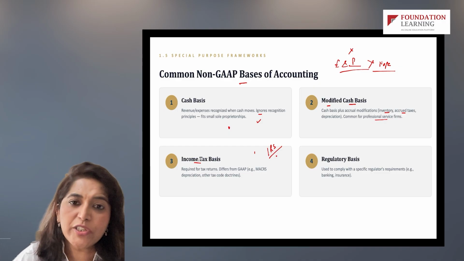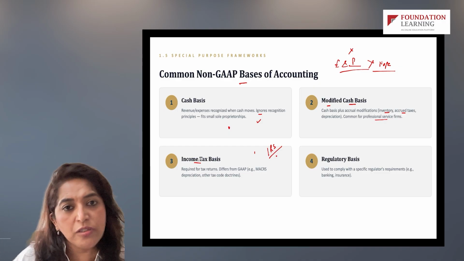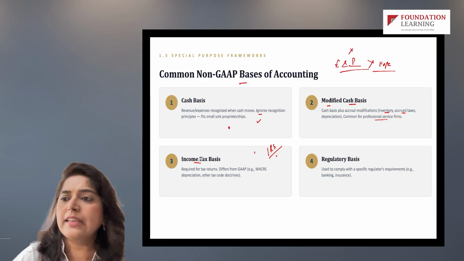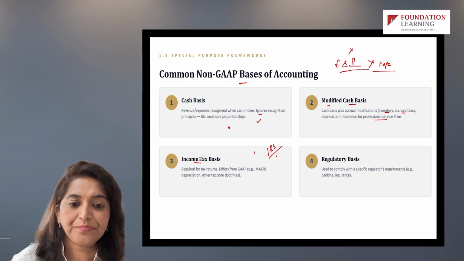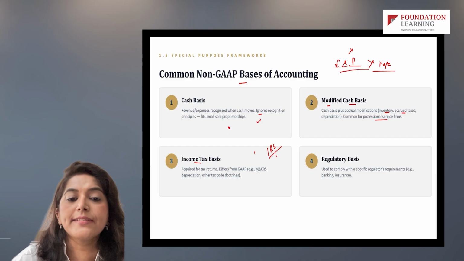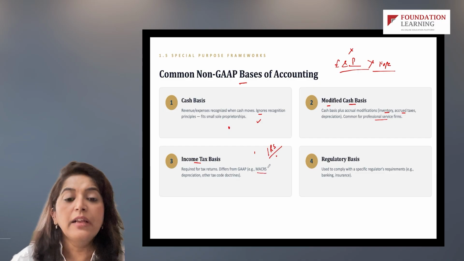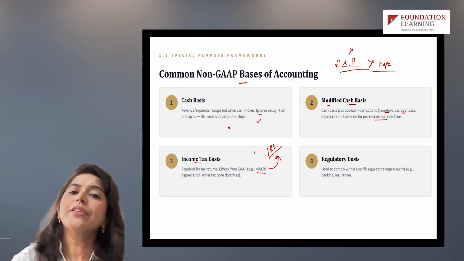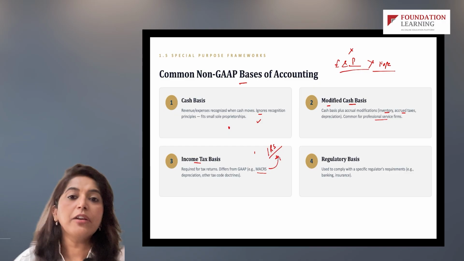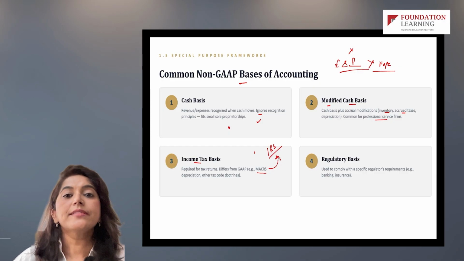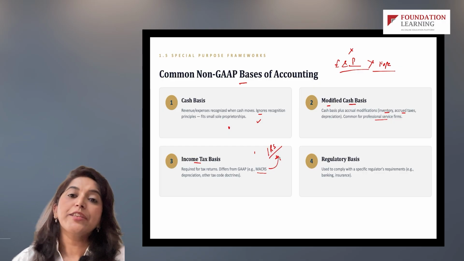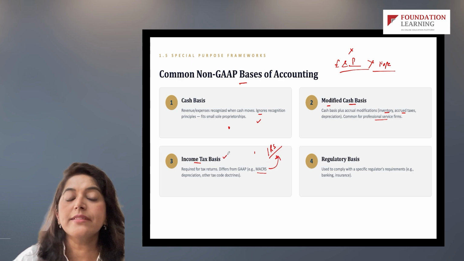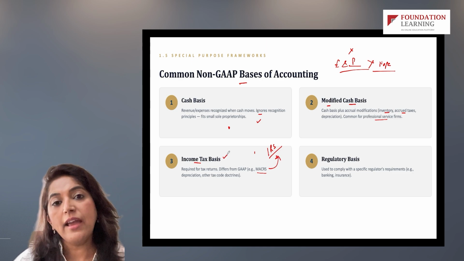And again, for depreciation methods, there are certain other different depreciation methods which the IRS allows. Let's say, for example, MACRS, the Modified Accelerated Cost Recovery System. This is something which the IRS allows and GAAP does not allow. So there are certain differences in the treatment of line items which make the tax book different as compared to the GAAP book. So income tax basis is accepted by the IRS.